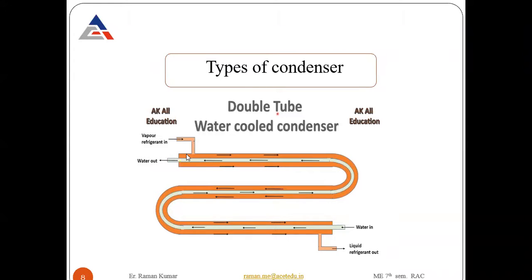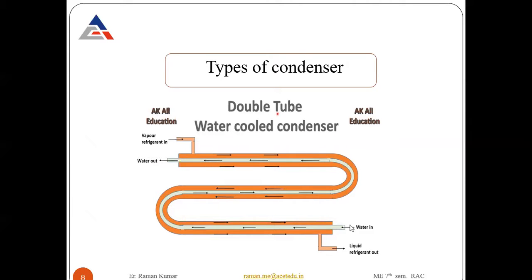Look at here, the red area is your vapor which is coming from the compressor. When it is continuously moving downside and water is coming from the lower side to the upper side, it will continuously give its heat to the water. This type of removing the heat is known as the convection method. By the convection method, the refrigerant will continuously give its heat to the water, which is flowing in the opposite direction.